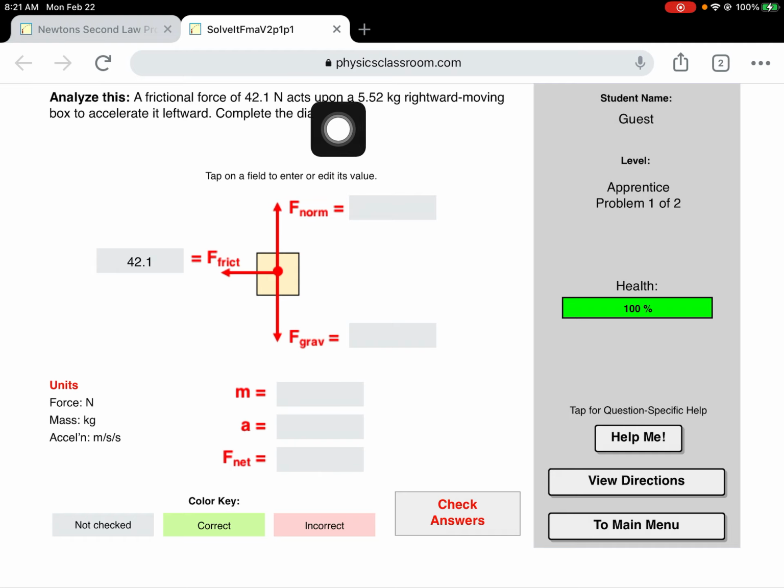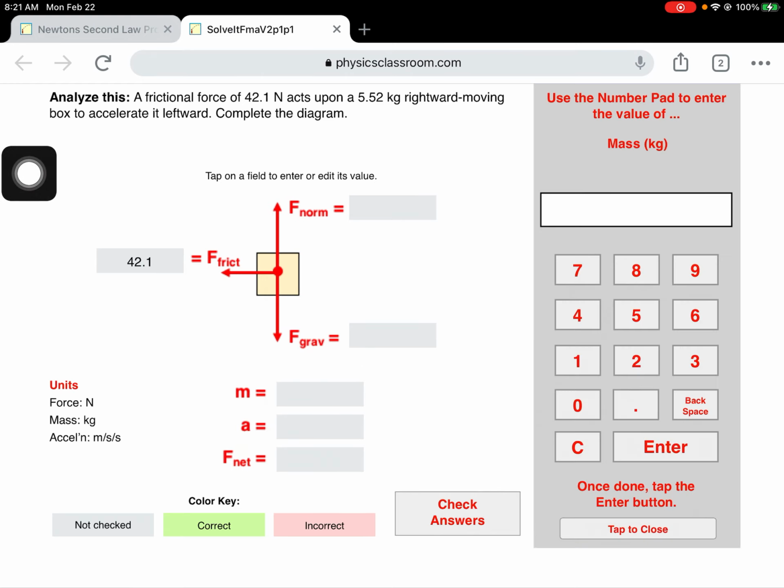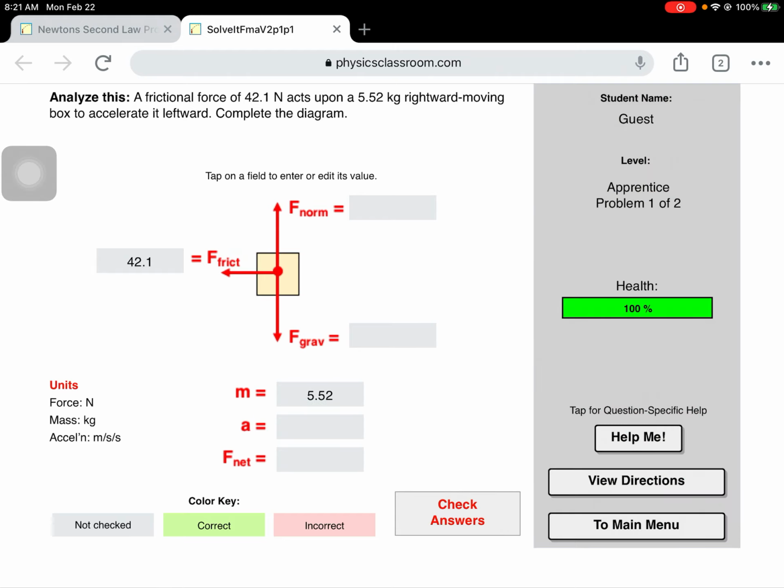If it tells you that the mass of the object is 5.52 kilograms, that's what you type in there, where it says M, because M stands for mass, 5.52. So you're reading all of these symbols here, and you're looking for the values, the numbers in your prompt. Now, this is where a lot of students get stopped up.